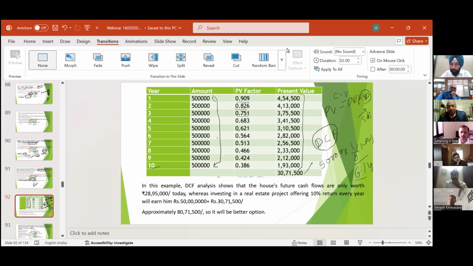So if the amount is the same, YP is also calculated in this way. If you divide this 30 lakh 71,500 by 50,000, the value will be 6.14. YP is basically a multiplying factor which can convert your annual income to the capitalized value.